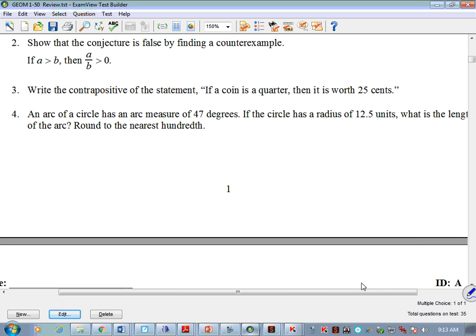Remember that in a counterexample, what we're looking for is something that fits the hypothesis but does not fit the conclusion. Remember our guy from Putnam County? If my statement is all guys from Putnam County are good looking, we need a guy from Putnam County that is not good looking. That's a counterexample.